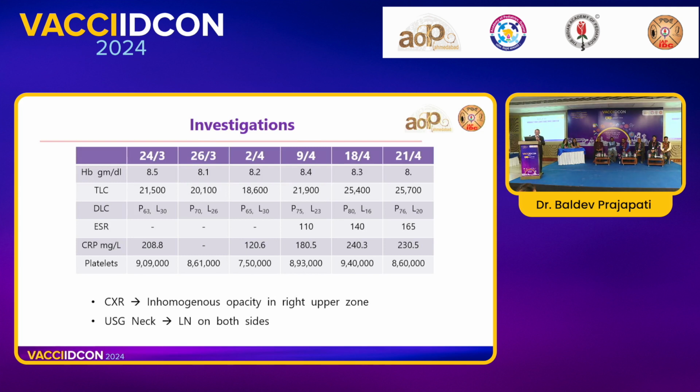And what investigations were available to me before referring this? You can see the hemoglobin was fairly good, around 8. Count was always high. Differential, you can see polymorphonuclear. ESR was always high. CRP sky high. Platelets going even high. Chest X-ray, some opacity. Yes, the neck showed lymph nodes on both the sides. Now, sir, information is to you. Sir, high platelet count, with also a high total count.